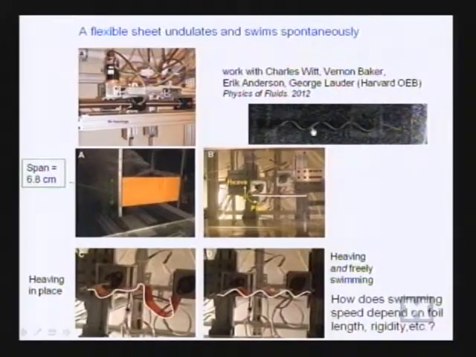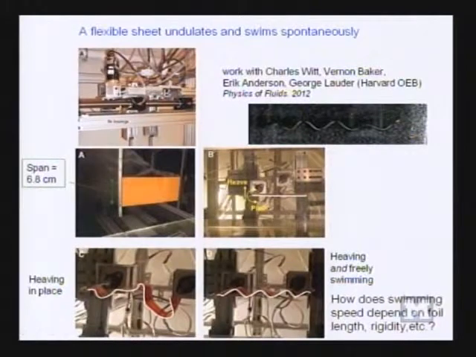And it's simple enough that we can understand a bit more about how it swims. We can find out how the swimming speed depends on the stiffness of this plastic sheet. That's called the foil rigidity, and the length of the sheet, and other basic parameters like the frequency at which we're oscillating it up and down.